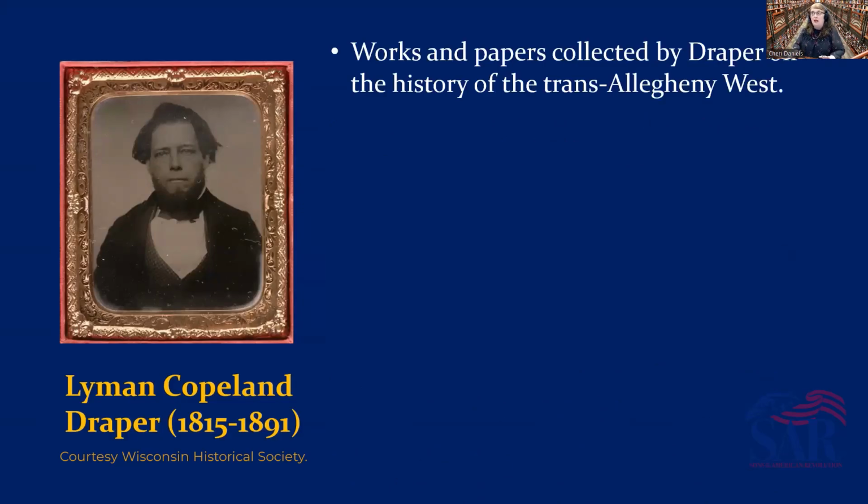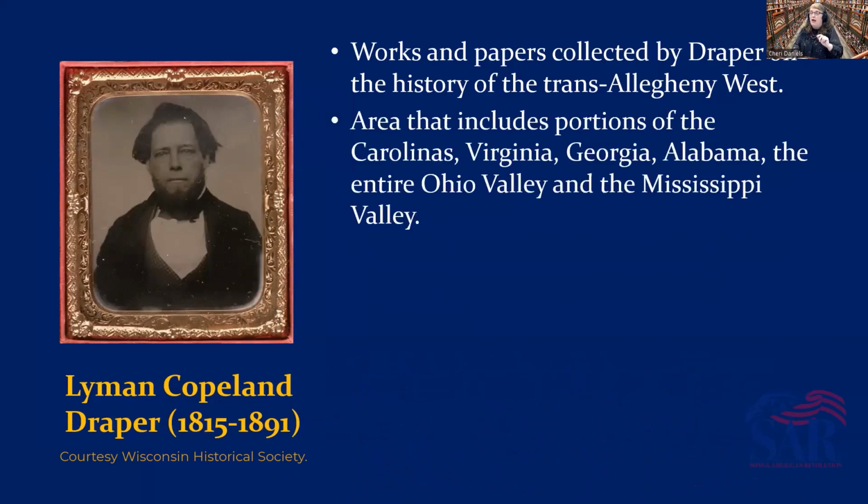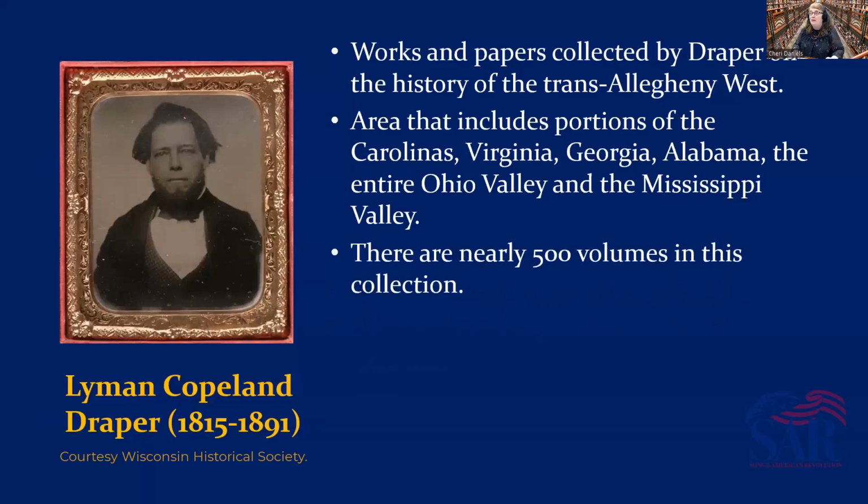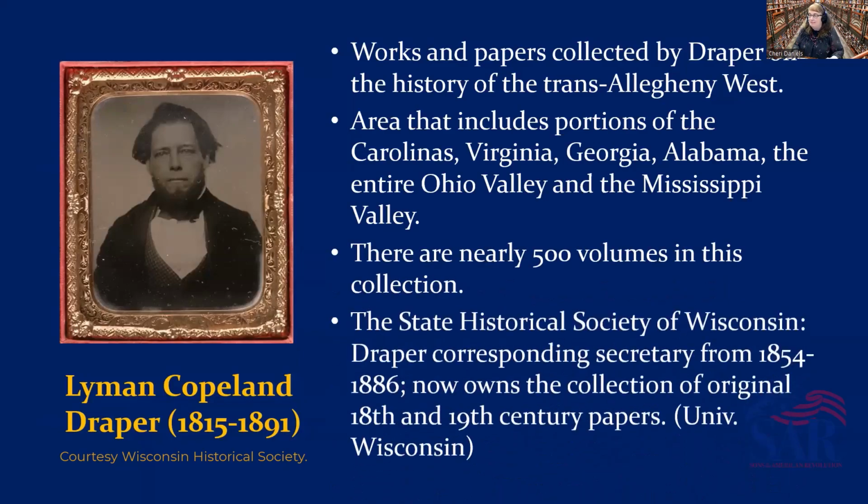The works and papers that he collected, which form the collection that you'd be using, these were collected by him on the history of the Trans-Allegheny West. At least that was his goal. And this area includes portions of the Carolinas, Virginia, Georgia, Alabama, the entire Ohio Valley, and the Mississippi Valley. And there are nearly 500 volumes in this collection.